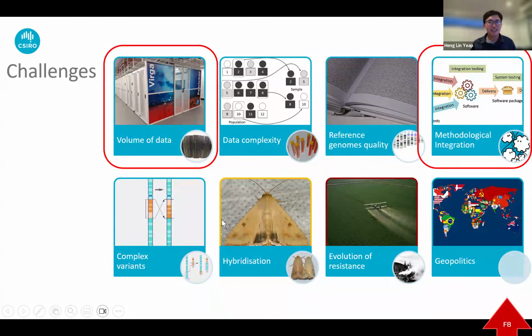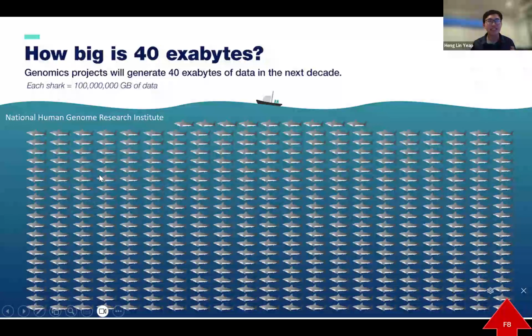There's a need to have more integrated processes that can reduce all the time wasted trying to just make things work. So here's an illustration from just human genome research alone. They anticipate in the next decade there's going to be 40 exabytes of data. That's 40 with 18 zeros behind it. So if we think about everything else, including pest management and conservation genetics, there's going to be a lot of data out there.